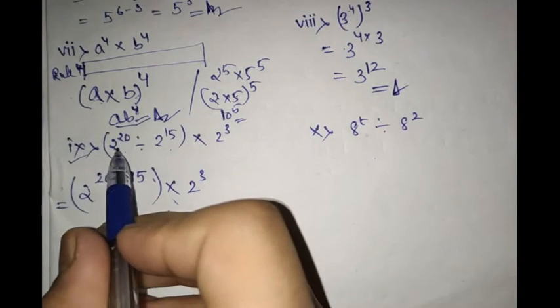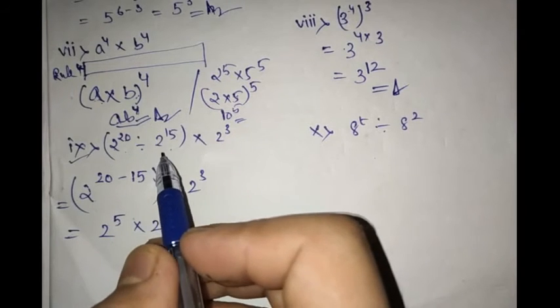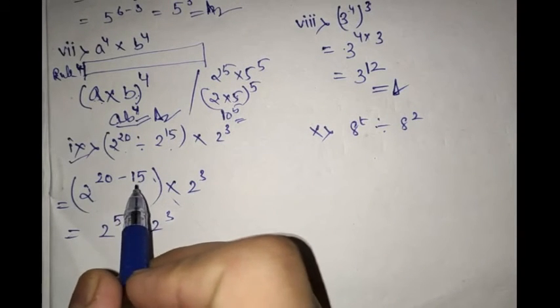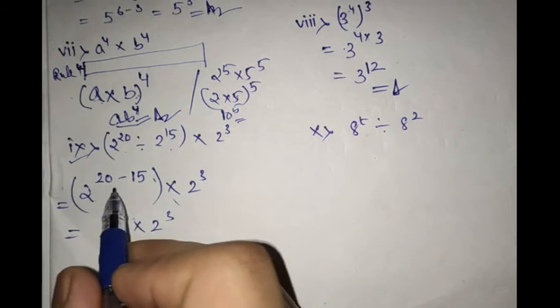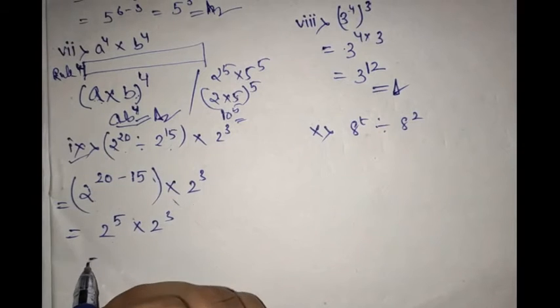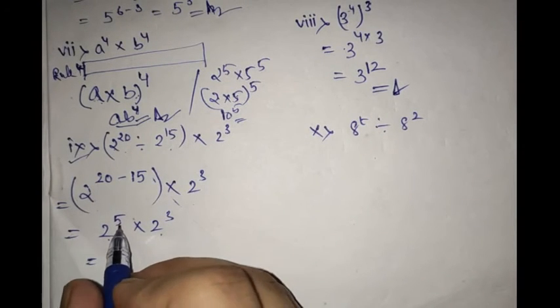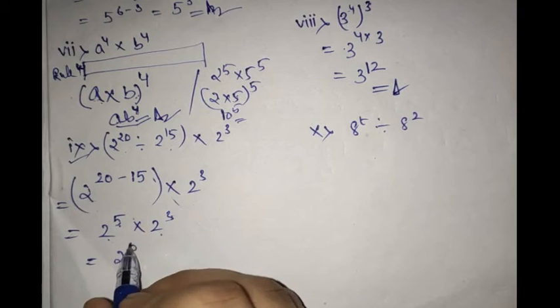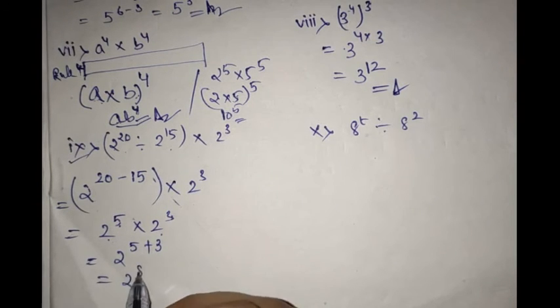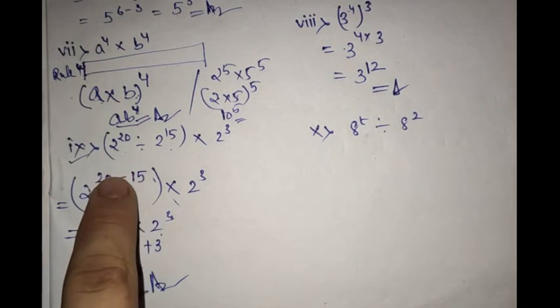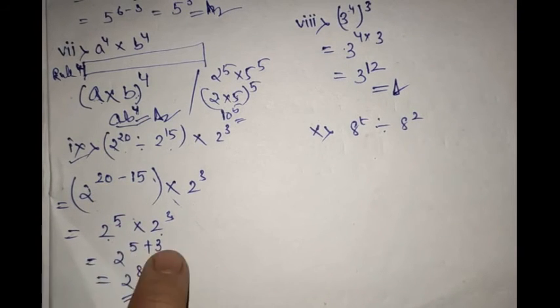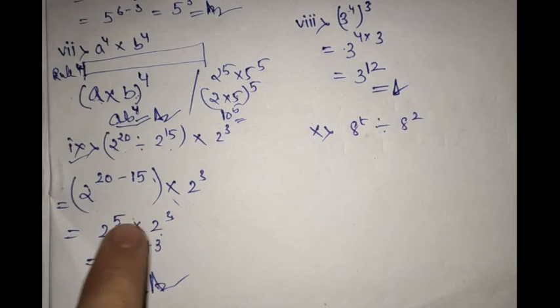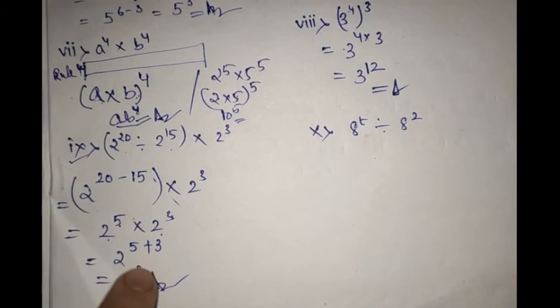Whatever you have, 2 to the power 20 divided by 2 to the power 15, first of all I have solved that using rule number 2, that is the division part. If you have the same base and division is there, then you will subtract the exponents. So I have done that. Now you have the same base and you have the exponents, so the exponents will get added. Now 2 to the power 8 will remain in exponential form. Okay, so here the first rule is rule number 3. And the second rule which I have used, when the same base is there, is your rule number 1.